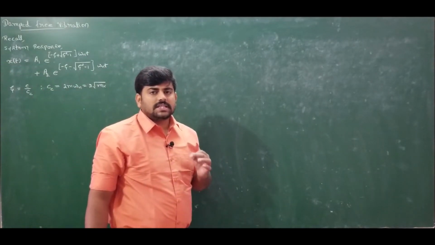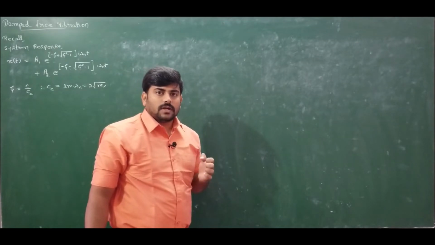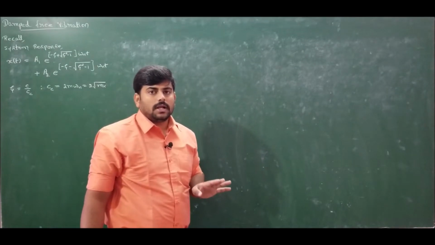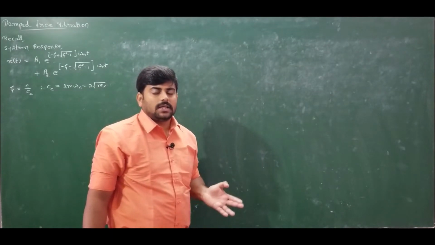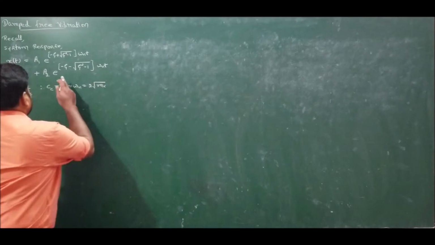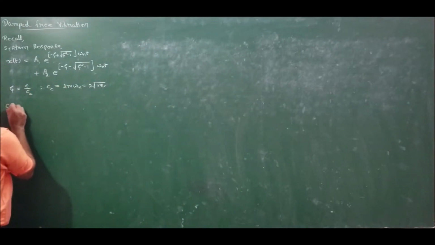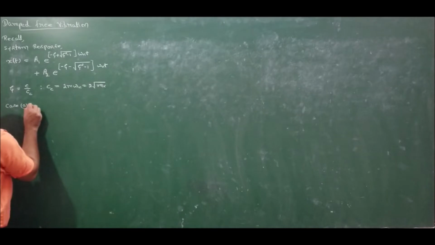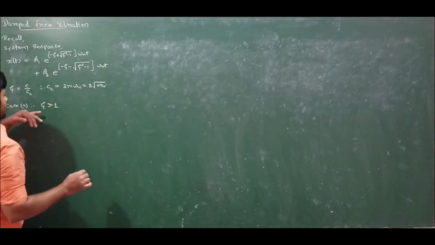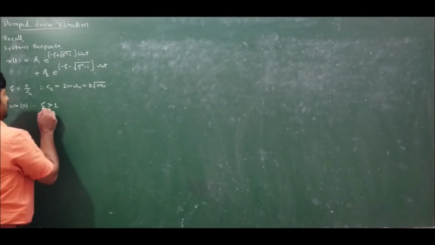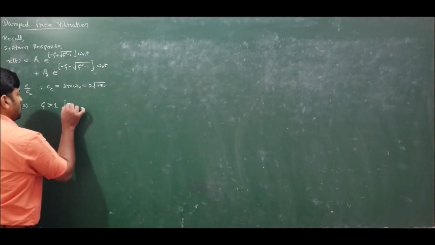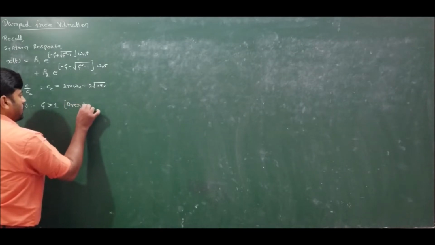Now if I change the value of zeta, what is the effect of damping factor on system response? How the amplitude varies with respect to time for damped free vibrations based on the values of zeta is the topic of discussion of today's lecture. Let us move to case A. Case A is when the value of zeta is greater than 1. Whenever the value of zeta is greater than 1, that is, whenever the damping coefficient is higher than the critical damping coefficient, then the system is said to be overdamped.